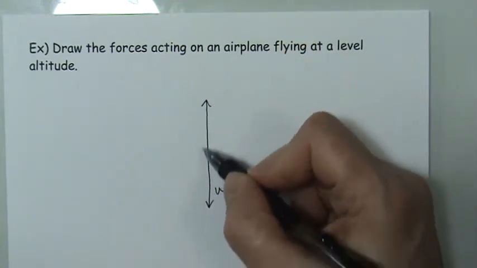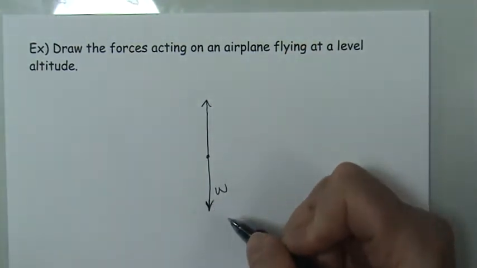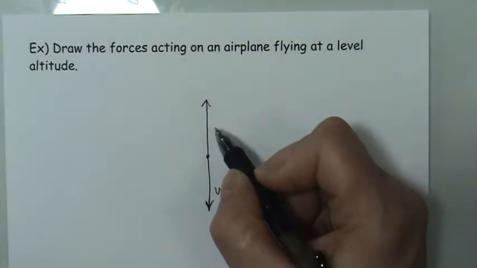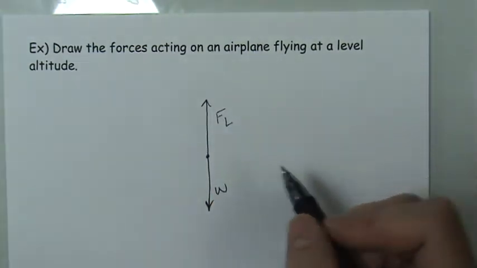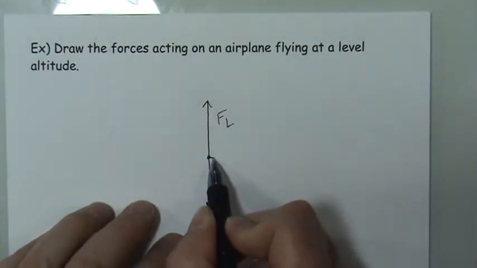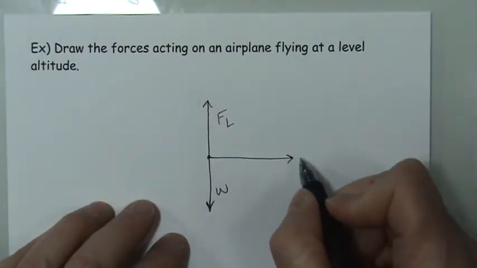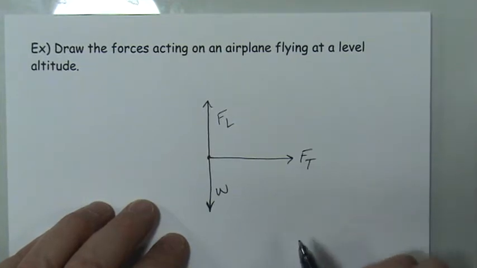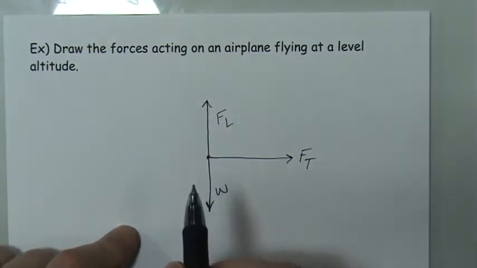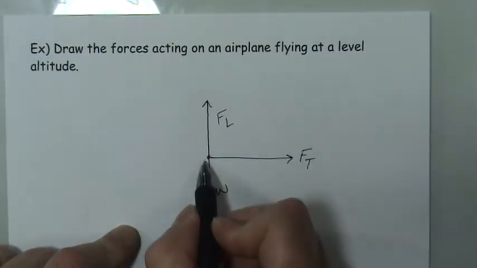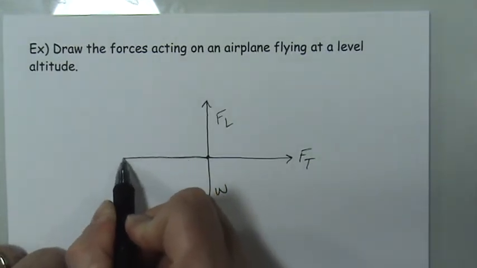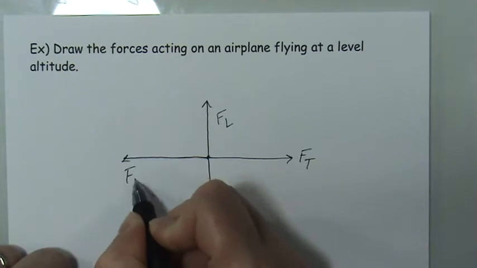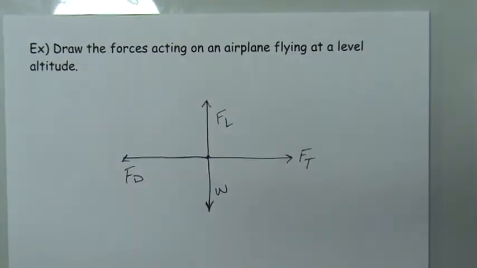I purposely am trying to draw these two arrows to be equal in length. And the name of the upward force that acts on airplanes is not the normal force, but the lift force. The force that propels airplanes forward is called the thrust force. The resistive force that airplanes feel when they are in the air is called the drag force.